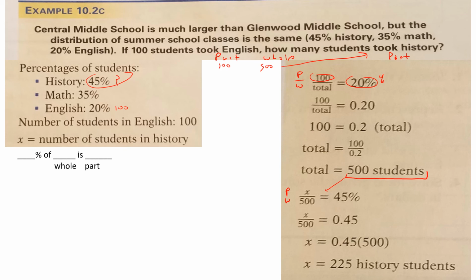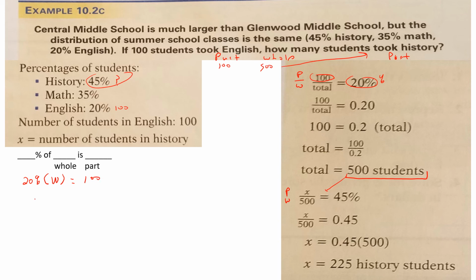Now here's mine. Remember how I like to set it up. I've always gone this way. So if I was to do it, it would be English students is 20% of the whole. Well, I don't know what the whole is, but I do know that there's 100. I know the part, right?